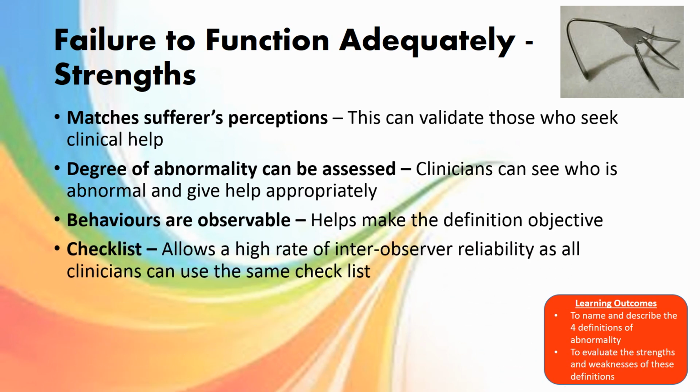And to link in with the degree of abnormality being assessed, we can have a checklist of behaviours that we expect people to be able to carry out, and if people aren't meeting this, then that gives us a degree of abnormality. It also allows a high rate of inter-observer reliability, so several different clinicians looking at the same thing can all be in agreement with each other.